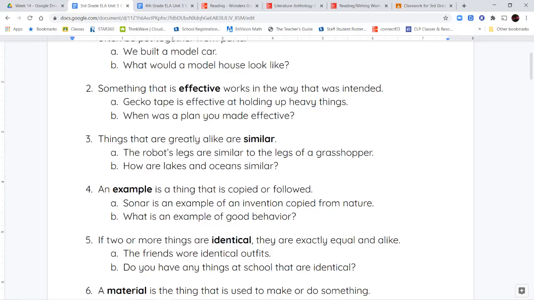Your next word is the word similar. Similar means something that's like something else. They're alike. So their example sentence says the robot's legs are similar to the legs of a grasshopper. Or I can say that my sister's eyes are a similar color to mine, which means they're kind of the same. They're close, almost alike, they're almost the same as each other.